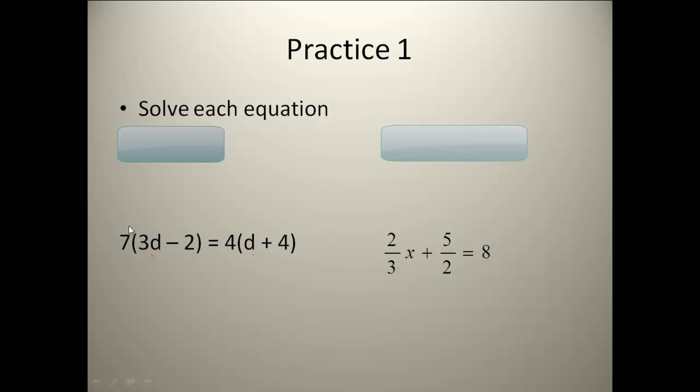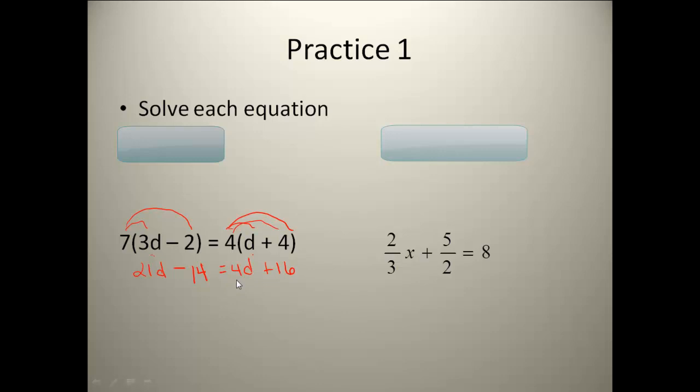Well, in order to get rid of the parentheses, I need to distribute both of these out. So when I distribute this 7 out, I take 7 times 3D, which would be 21D. I keep my minus sign, and then 7 times 2 is 14. On the right side, I distribute the 4, and I would have 4D, and then keep my plus sign, and then 4 times 4 is 16. Now I've gotten rid of those parentheses because I've distributed that out.